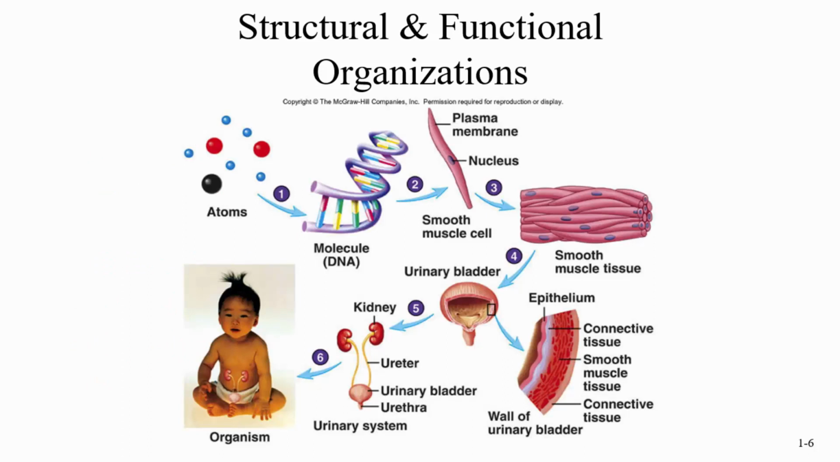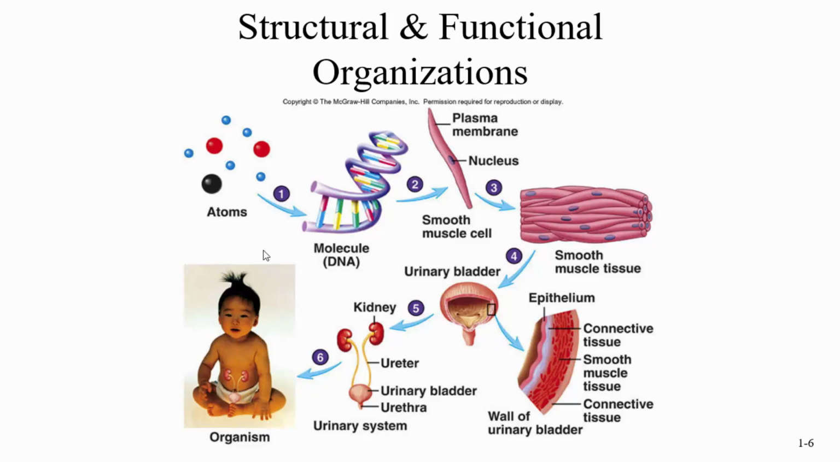And so here we have all the different levels of organization, structural and functional organization. So we have our atoms, which make up molecules. We have our cell, which is made up of molecules. If we have a bunch of cells, we have a tissue. If we have a bunch of tissues, then we have an organ. If we have a group of organs, we have an organ system. And all those different organ systems make up an organism.